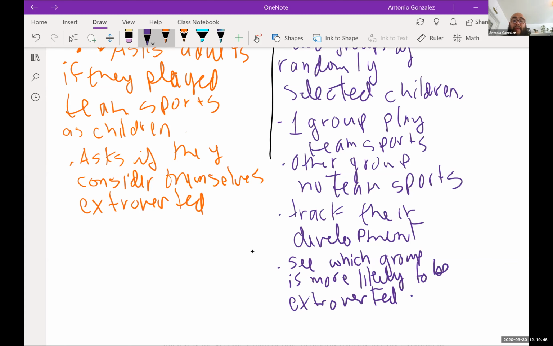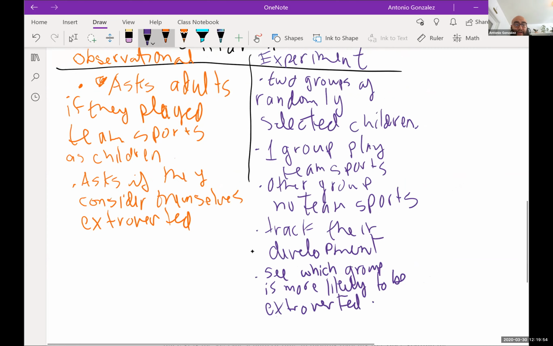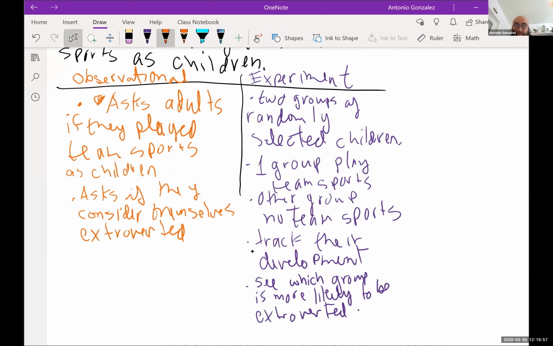Okay, and then whatever those parameters you want to set up to measure this idea of being extroverted. So these are an example of an observational versus an experiment. Any questions on kind of the difference between both of these that we have in front of us right now?